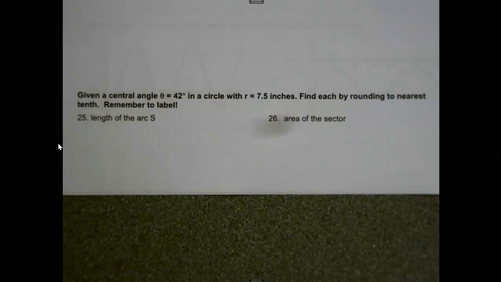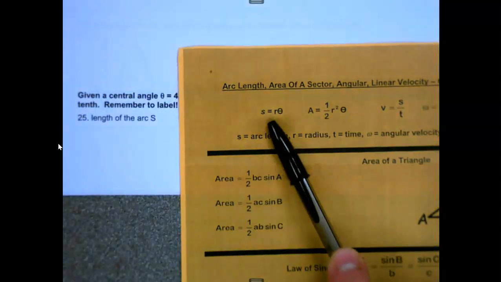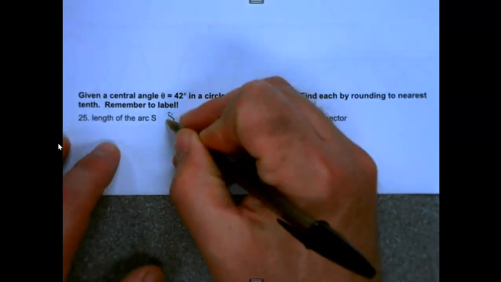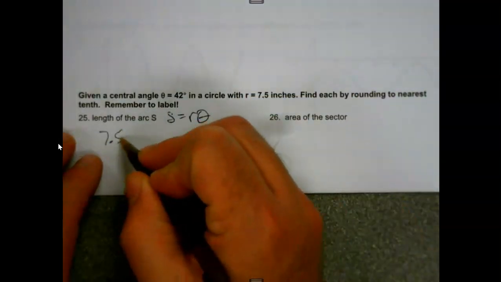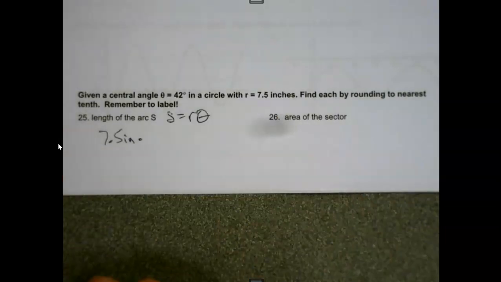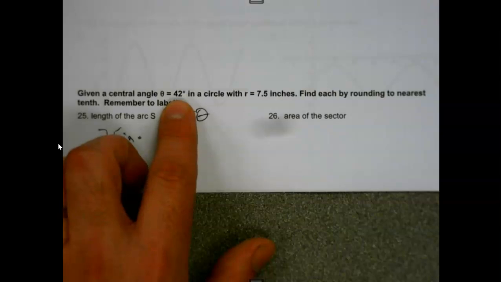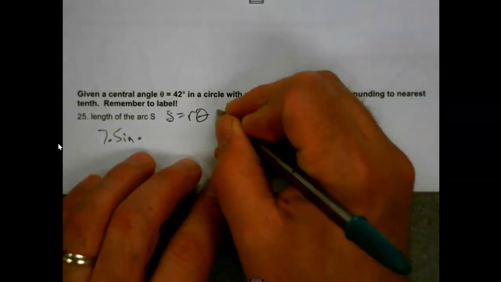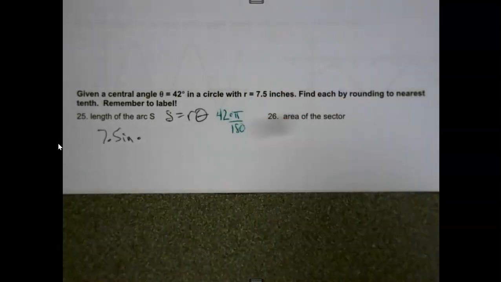Given a central angle of 42 degrees and a circle with a radius of 7.5 inches, find, rounding to the nearest tenth, remember to label, the length of the arc. Remember, you have all this on here already. There's my arc length formula. So you're like, oh, okay, so 7.5 inches times, it has to be in radians, so 42 times pi over 180.